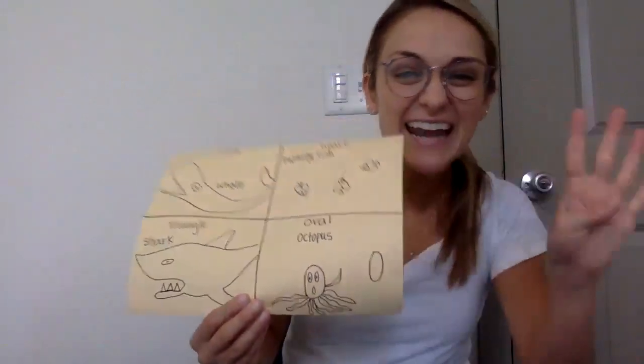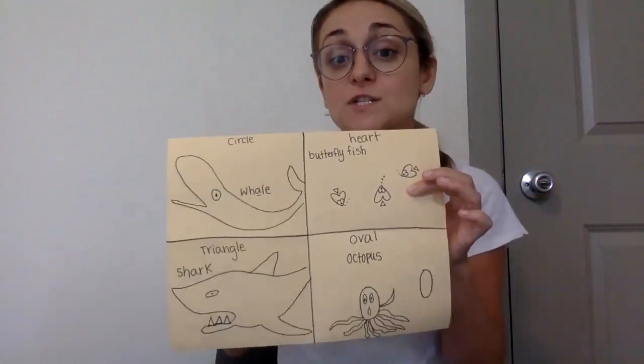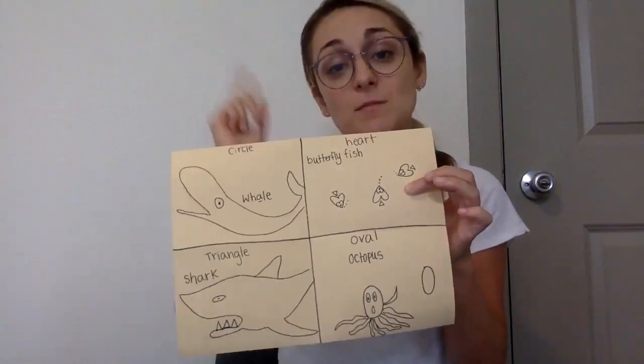So you can pick any 4 sea animals you found from the story and then create 4 different sections where you label the shape and then the name of the animal.